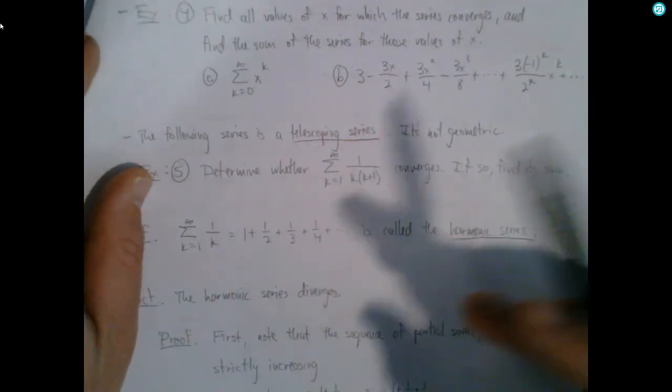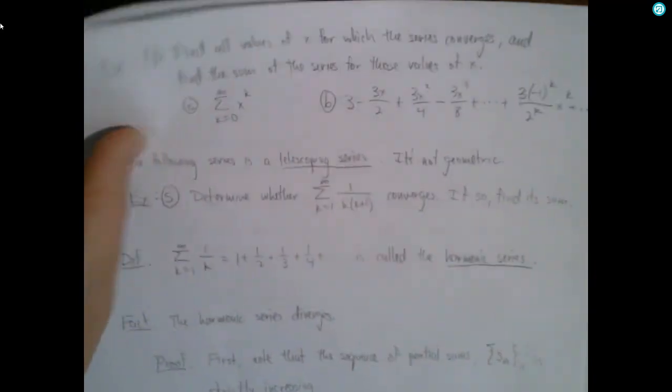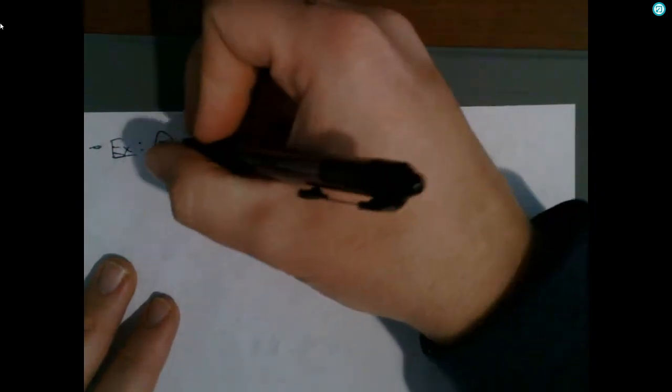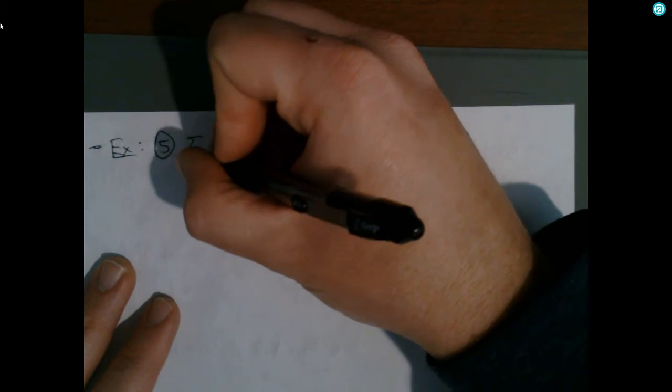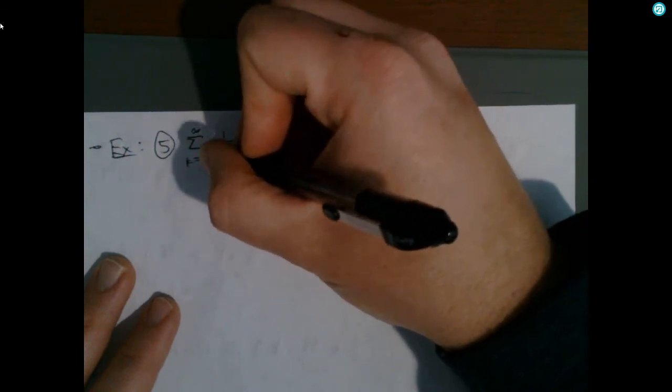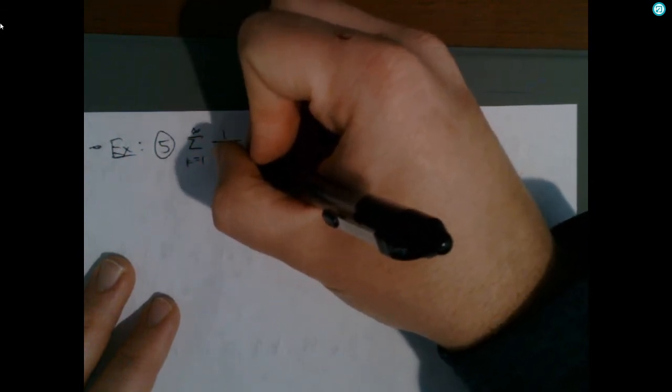So we have 1 over k times k plus 1. Our index is starting at 1. Okay, so this one is not geometric. This is not a geometric series. This is what we call a telescoping series. And you'll see why as we go through this example. One over k times k plus 1.